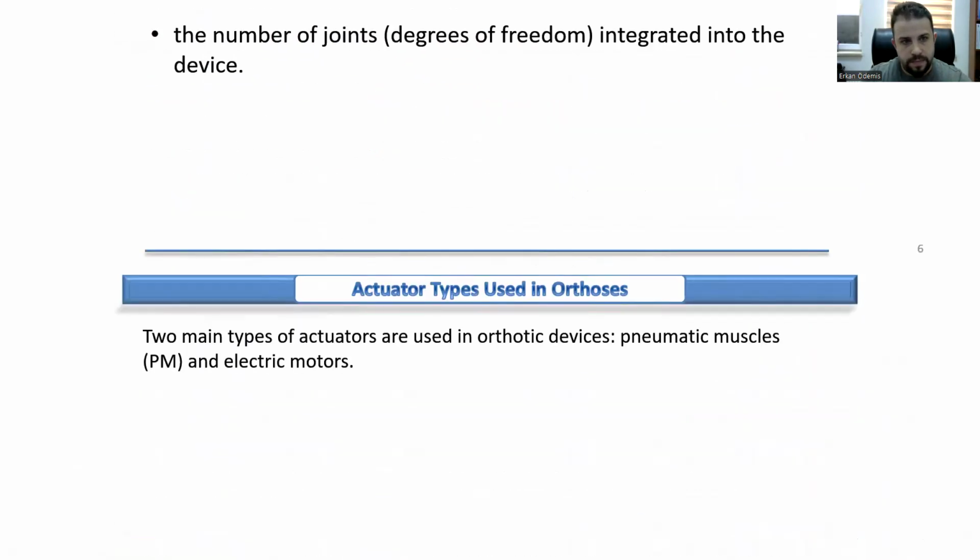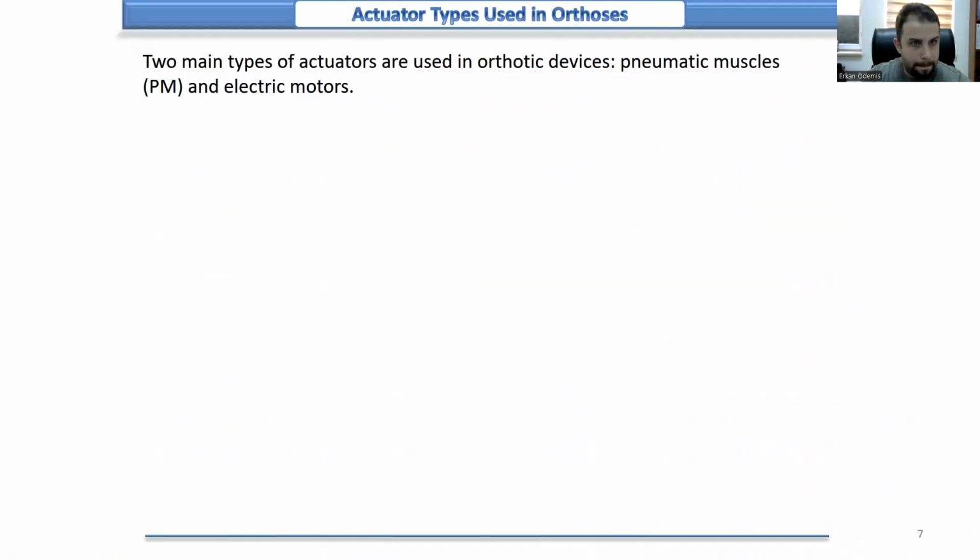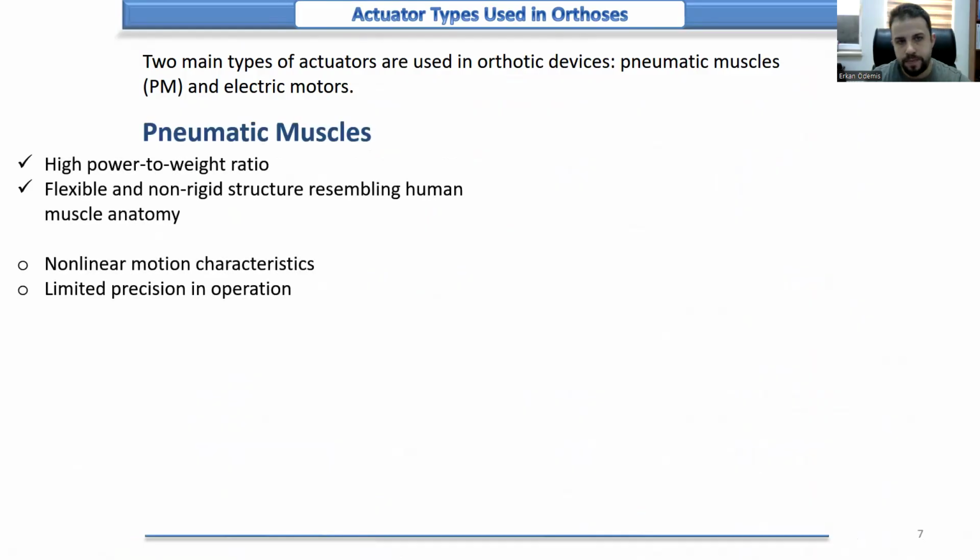integrated into the device. The main types of actuators used in orthotic devices are pneumatic muscles and electric motors. Pneumatic muscles have some advantages, such as high power-to-weight ratio and flexible and non-rigid structure resembling human muscle anatomy. Also, they have some disadvantages, such as nonlinear motion characteristics and limited precision in operation.